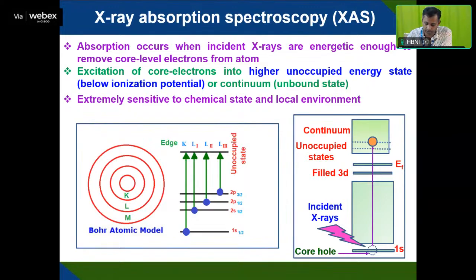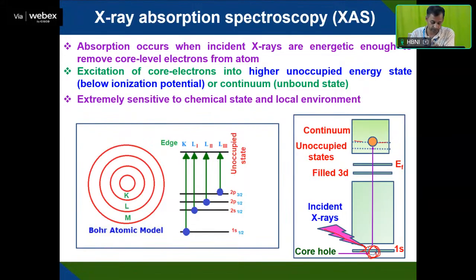For the excitation of a core electron, when sufficient X-ray energy falls on it, the electron migrates to an unoccupied state, not to the vacuum, but just below the continuum. This technique is extremely sensitive to the chemical state and local environment, because this electron is bound to the atom and is quite close to the nucleus.